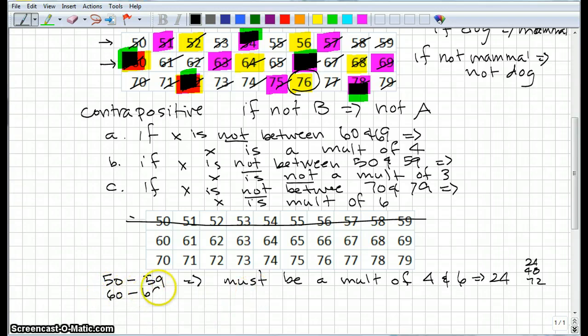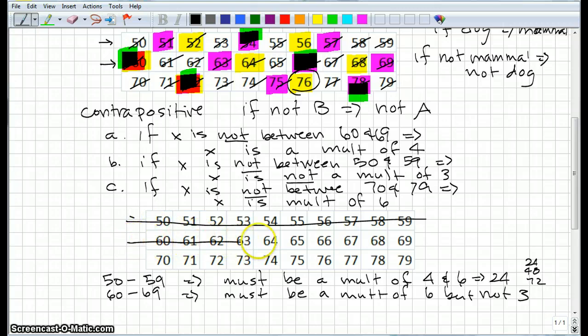So let's look at 60 through 69. Now that one is not between 50 and 59 and not between 70 and 79. So that means it must be a multiple of 6 but not 3. All right, because this has to be a multiple of 6 and this has to not be a multiple of 3. But that doesn't make sense. There's no multiples of 6 that are not multiples of 3. So we can eliminate this whole row.